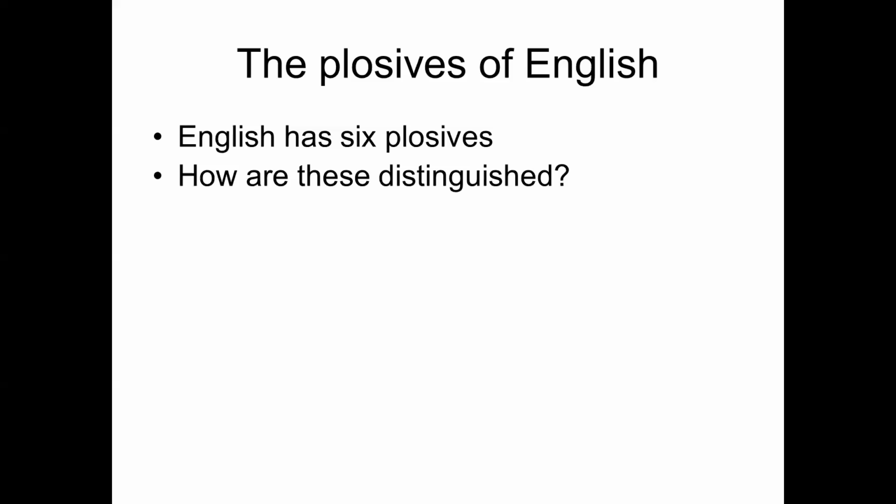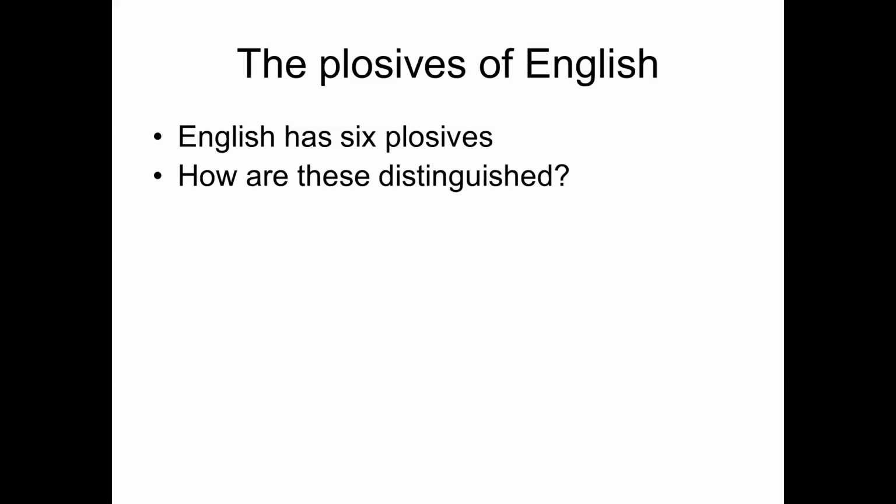But p, b, t, d, k, and g are the 6 that we're going to focus on right now, just to introduce you to the concept of a stop. They have differing ways of being distinguished that we're going to go through. We're going to talk about place of articulation, force of articulation, and whether they are voiced or not. And again, that means whether your vocal folds are vibrating while you're producing the sound.